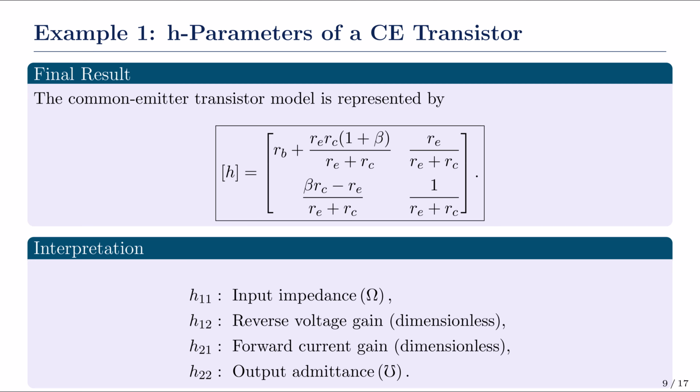The parameters can be obtained directly by comparing the circuit equations with the standard h parameter equations. We have now completed the derivation of the h parameters for the common emitter transistor model. The procedure we followed is general. Write the circuit equations, eliminate the internal variables, and express the port variables in the standard hybrid form.